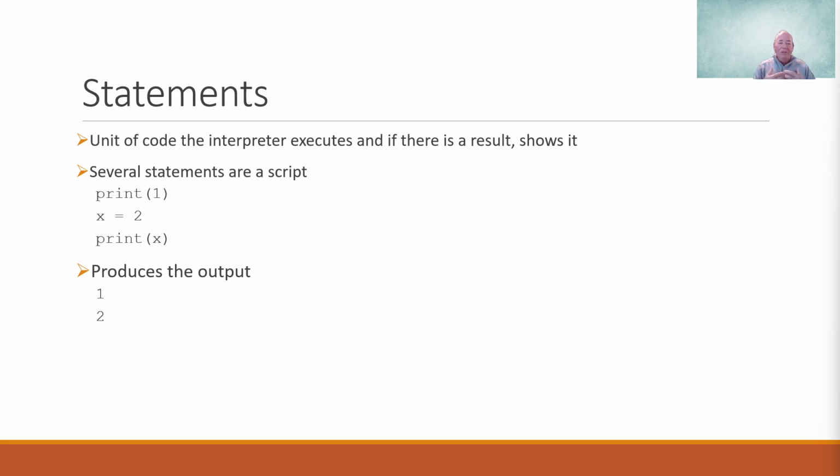So a statement is a unit of code, a complete enough unit of code that the interpreter can execute it, and if there is a result from that, it will show that result. So okay, I'm going to leave that there. I'm going to go on to the next one, and then I'll kind of return. So several statements are a script.